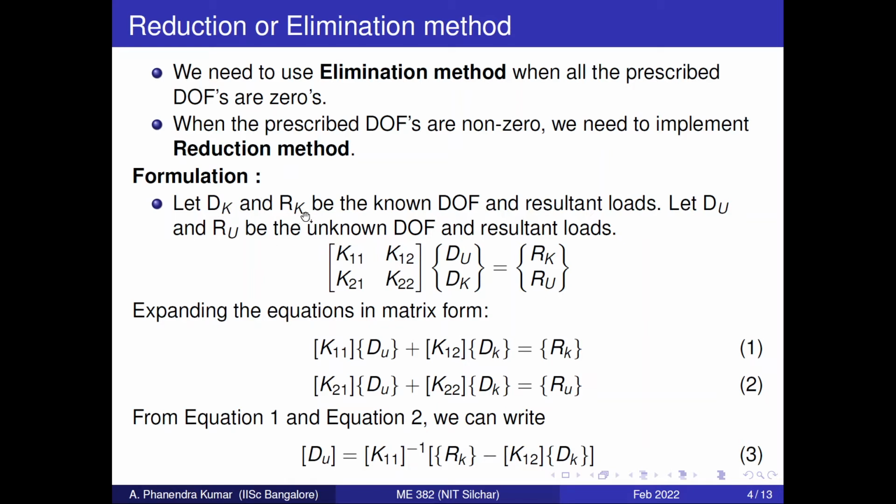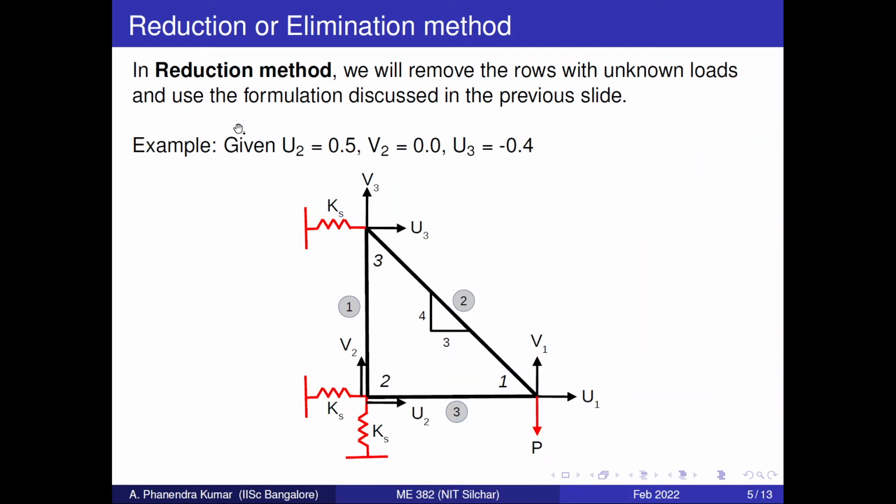We will have known quantities and unknown quantities, and by expanding this form we will get 2 individual equations. Then we need to substitute du from equation 1. This will be the unknown part. So let's see how we are going to proceed in the reduction method. We know how we do it in the elimination method, so now let us focus on the reduction method.